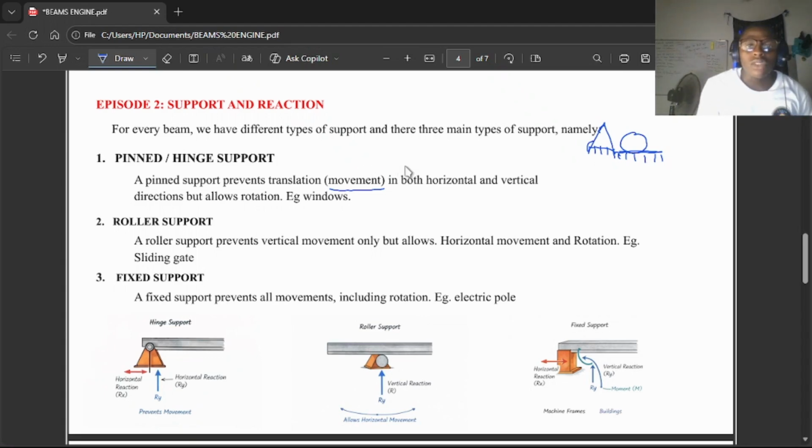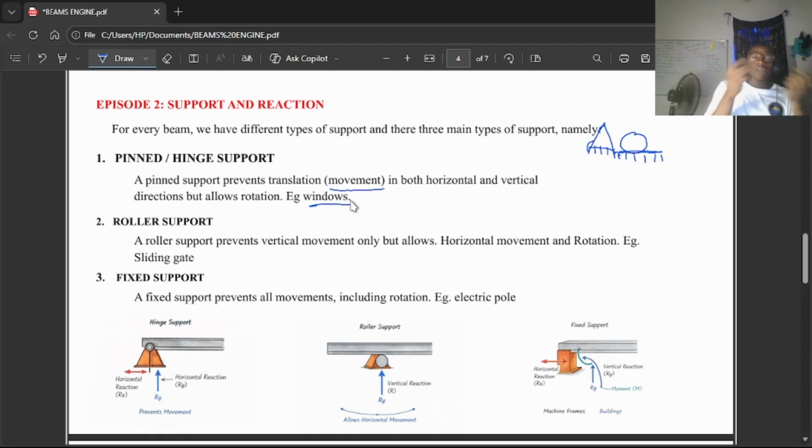Another good example is what we have here. Our windows are a good example of our hinge support. Apart from the window which you are moving this way, there are some windows that you can open and you can close, but there are some windows that you can move like this and you can move like this. Let's look at that.